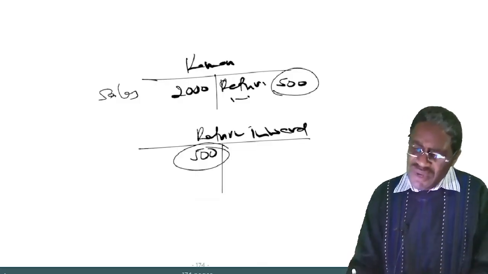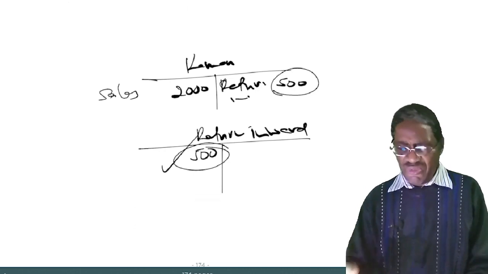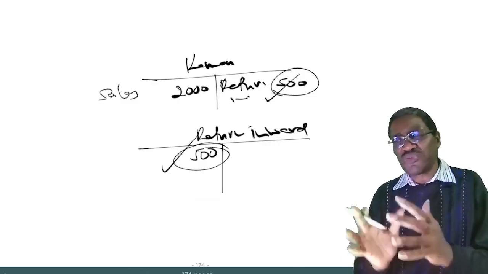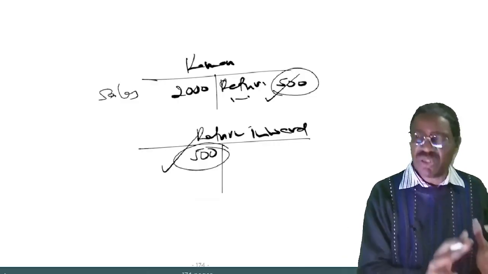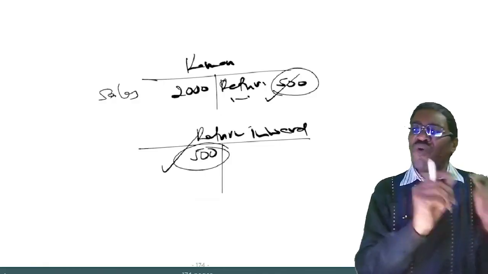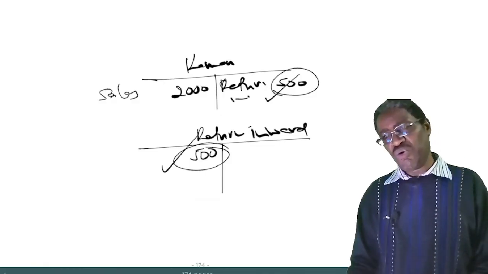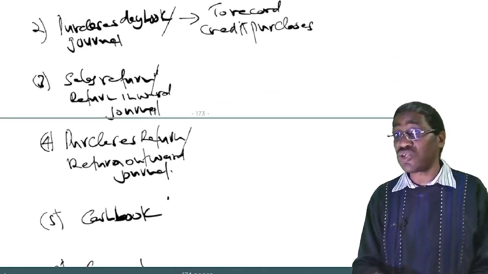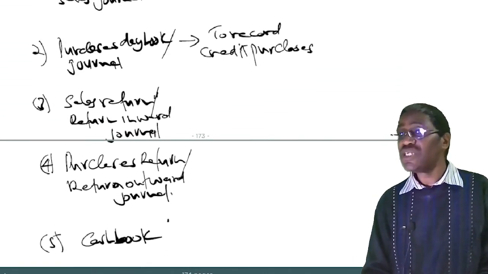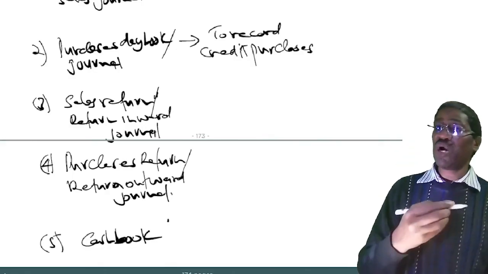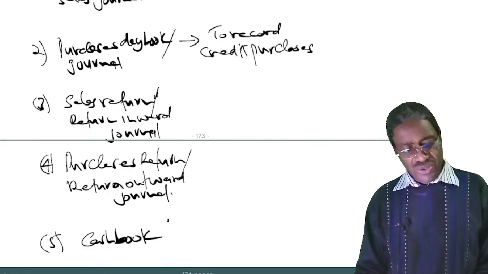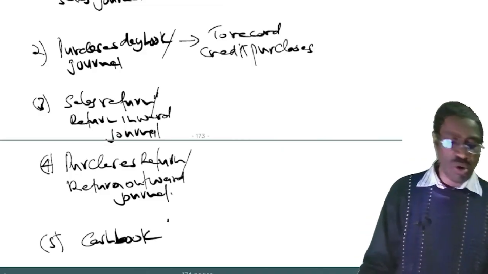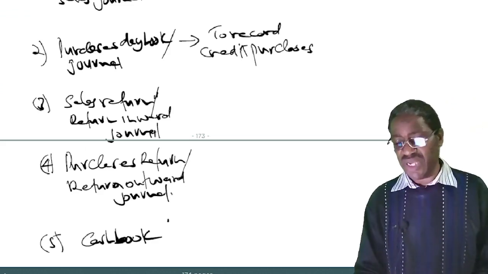Before you come and debit this account called return inwards, and before you come and credit this account called debtors of Kamau, this transaction must first be recorded in a day book, or what we are calling a book of original entry. So before we do that, we have recorded that transaction where? In this account called return inwards journal, or what we are calling the sales return journal. So what is it used for? It records all goods returned by debtors.